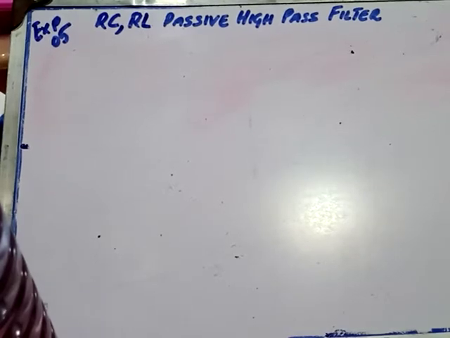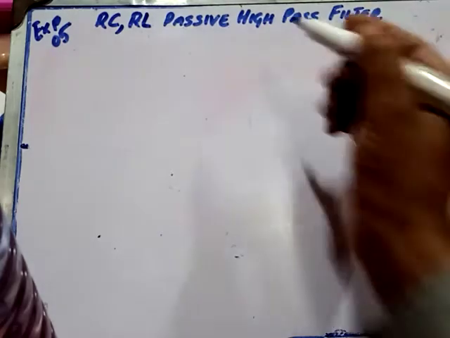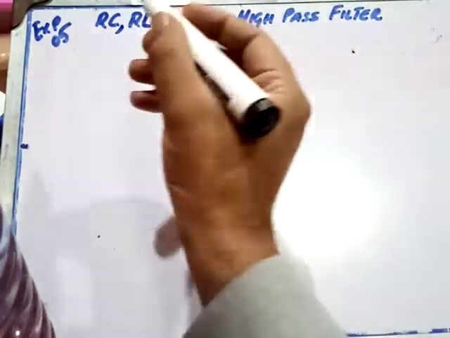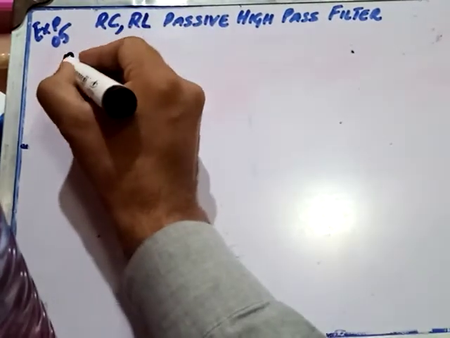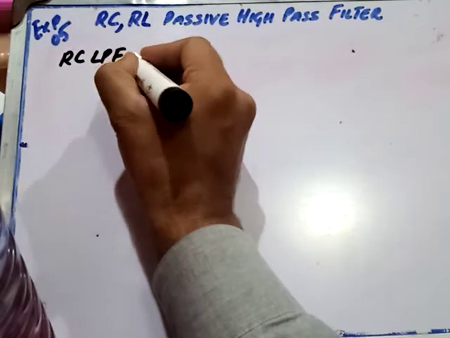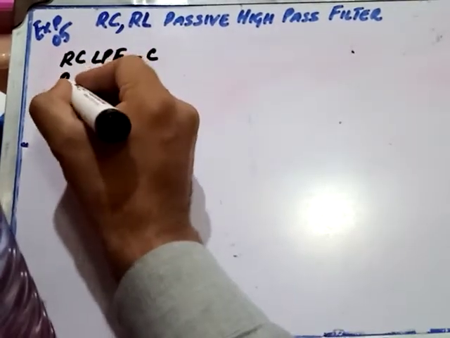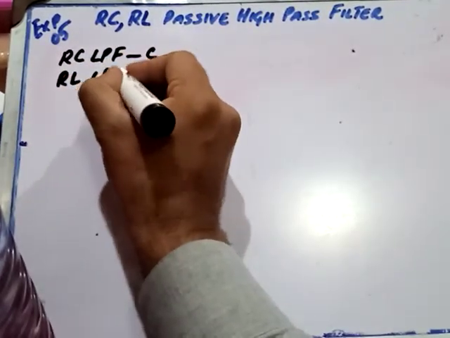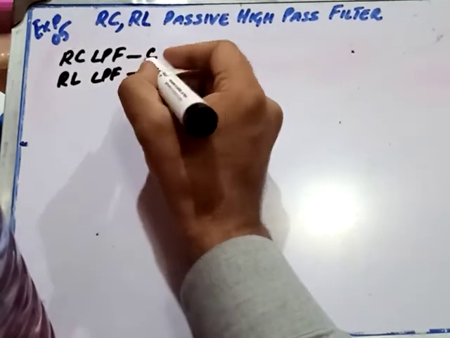Bismillah ar-Rahman ar-Rahim. This is experiment number 5, RC RL passive high pass filter. We are already done with RC RL passive low pass filter. So in case of RC low pass filter, we had the output across the capacitor. In case of RL low pass filter, we had the output across the resistor.